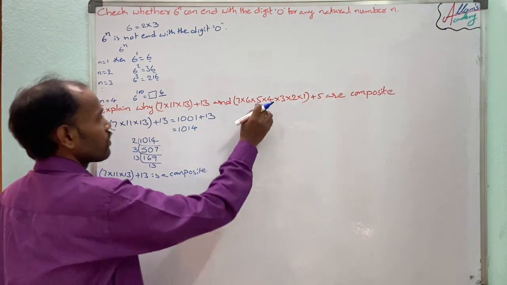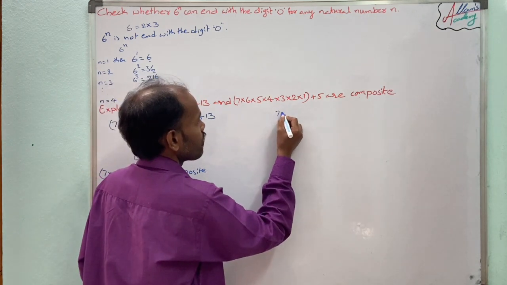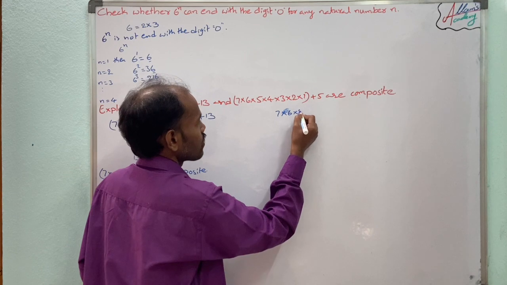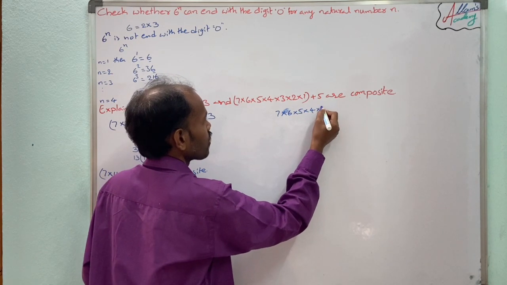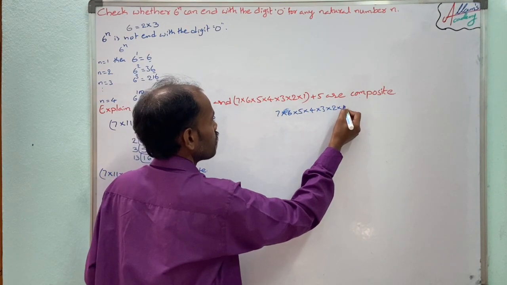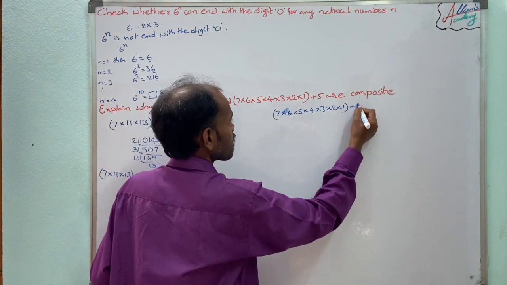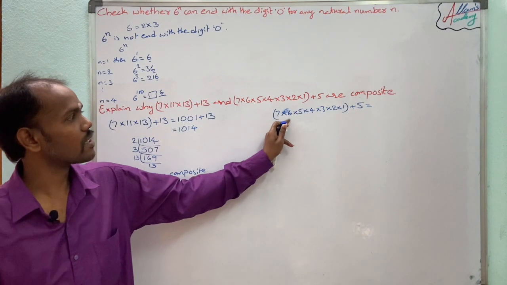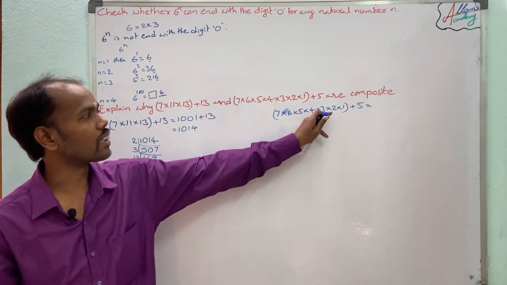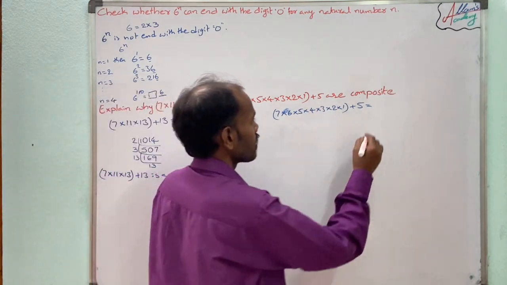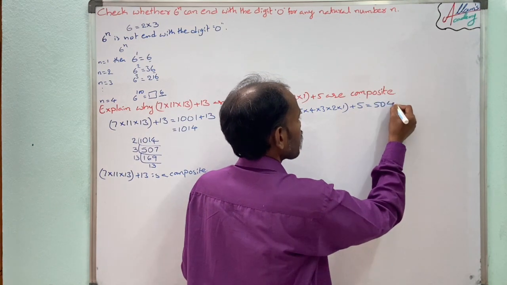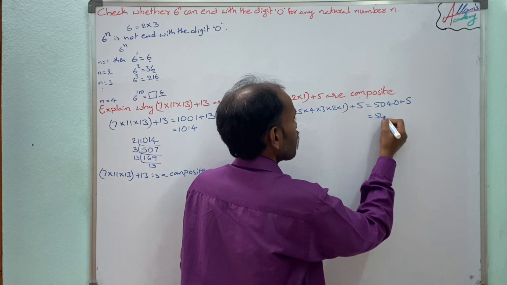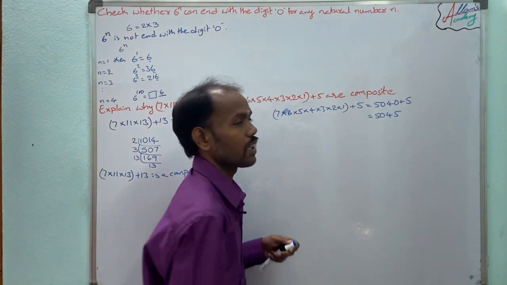Now we are checking for this number: 7 into 6 into 5 into 4 into 3 into 2 into 1 plus 5. The product of 7 into 6 into 5 into 4 into 3 into 2 into 1 is 5040. 5040 plus 5 is equal to 5045.